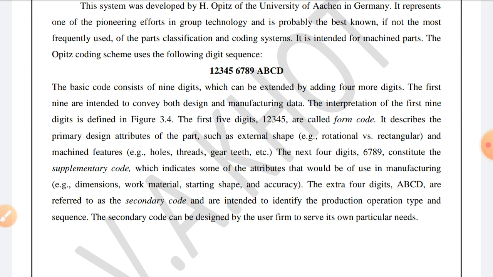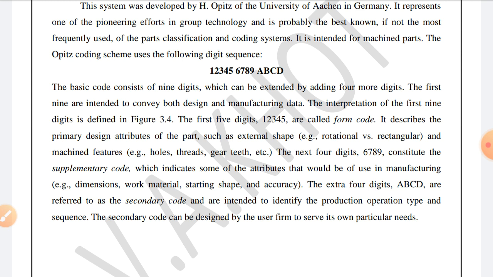Whatever may be, these types of design features are represented by the first 5 letters, 1 2 3 4 5. The next 4 digits, 6 7 8 9, constitute the supplementary code. The second 4 digits are called the supplementary code, which indicates some of the attributes that would be used in manufacturing.